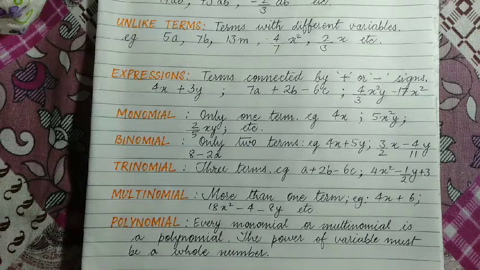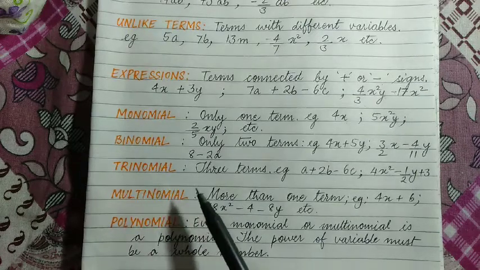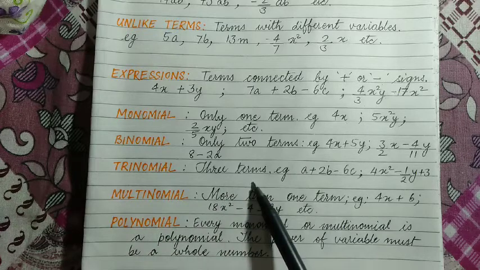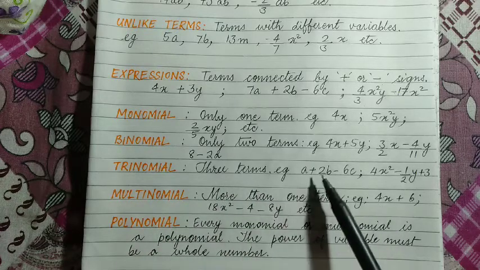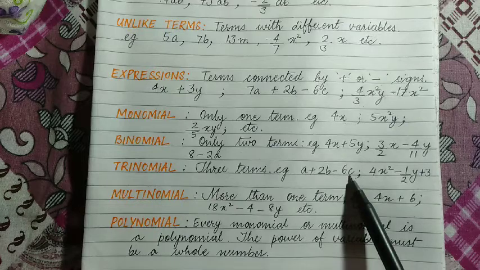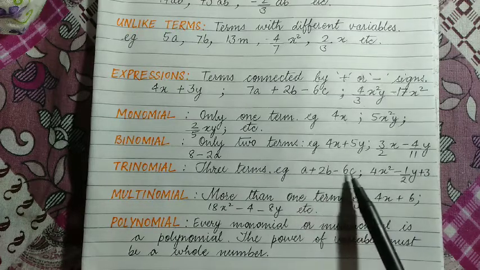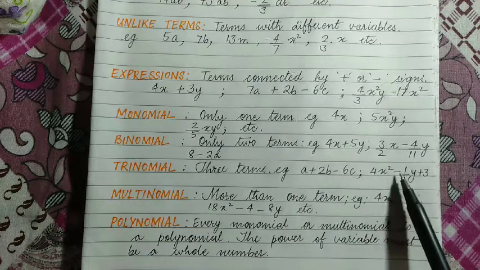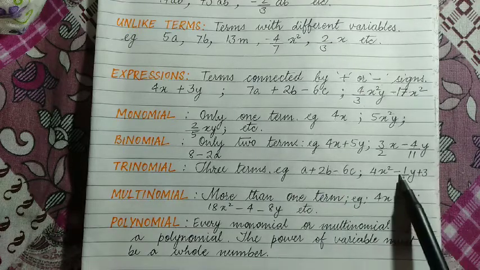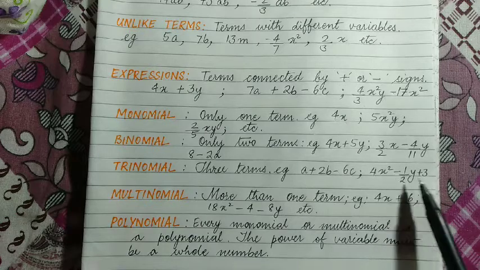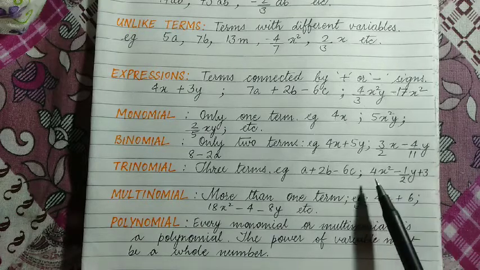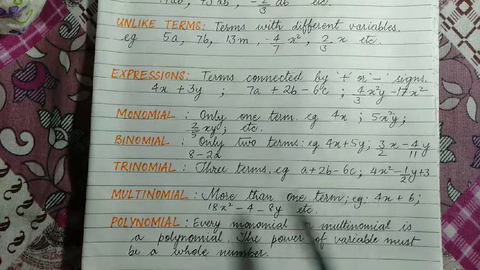Next is trinomial. A trinomial represents an algebraic expression with three terms. Here the example is a plus 2b minus 6c. There are three terms separated by plus and minus signs. Another is 4x square minus half y plus 3. Again there is a minus sign and a plus sign which separate the expression into three terms, so they are trinomials.